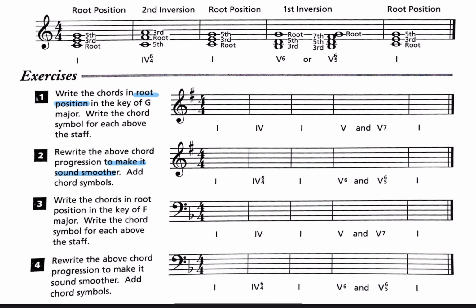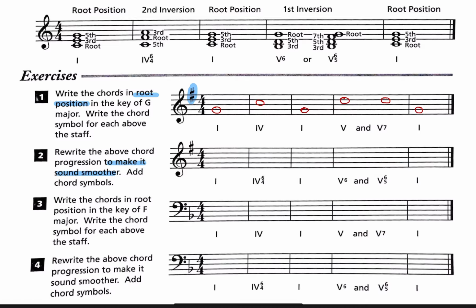All right, so we're in the key of G, which means our 1 chord is going to start on G. Our 4 chord is going to start on C because G, A, B, C. 1 chord back on G. 5 chord starts on D. 5/7 chord will also start on D, and 1 chord back on G.